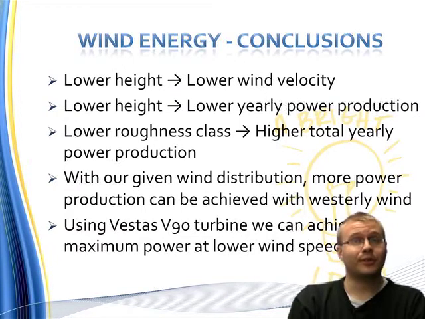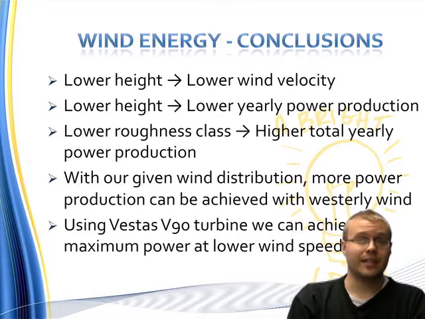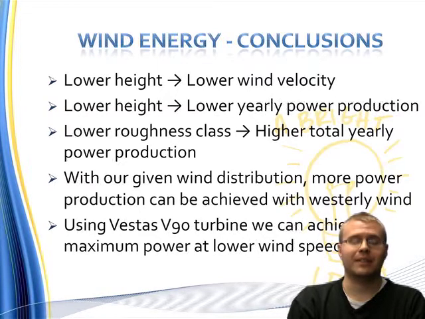Which leads us to the conclusions. From our calculations, we can conclude that as we go higher with the position of the nacelle, the wind velocity will increase and we therefore obtain a higher energy output. Another observation is that the lower the roughness class, the higher the total energy output, as the wind is being slowed down less. With our given distribution, more power production can be achieved with westerly wind. By using the Vestas V90 turbine, we can achieve maximum power at lower wind speed.